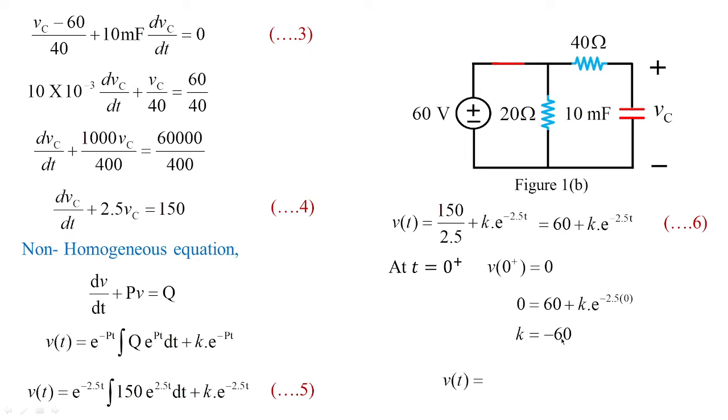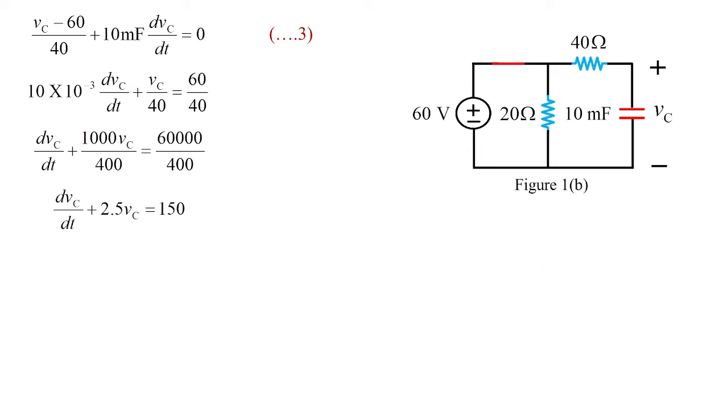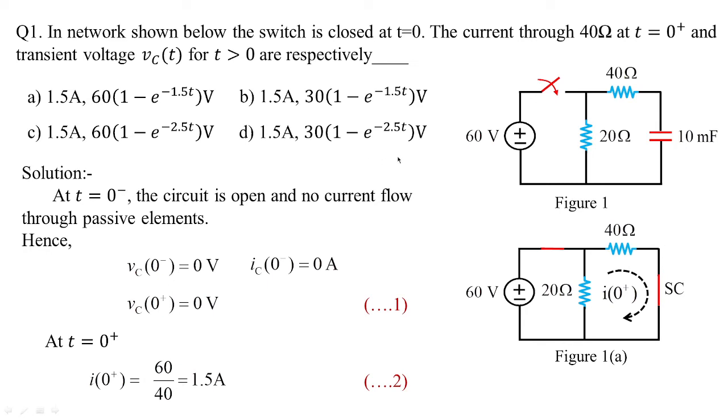Let us take this k value and substitute in equation 6. So what I'm going to get? I'm going to get V of t, which is equal to 60. Already 60 is there. K value is minus 60. So minus 60 e to the power of minus 2.5t. So I'm taking 60 outside and it becomes 1 minus e to the power of minus 2.5t volts. So hence in our options, what you can see, 60 times 1 minus e to the power of minus 2.5t volts. C is the answer.